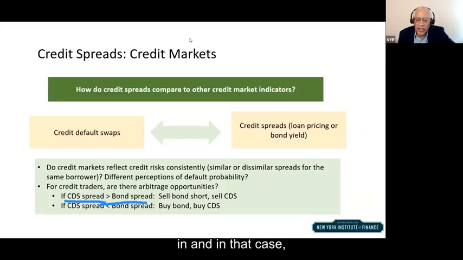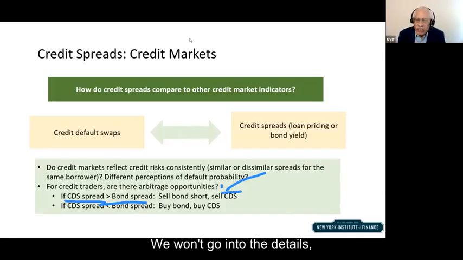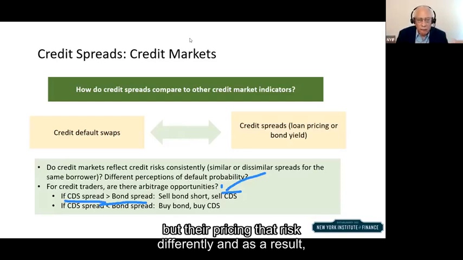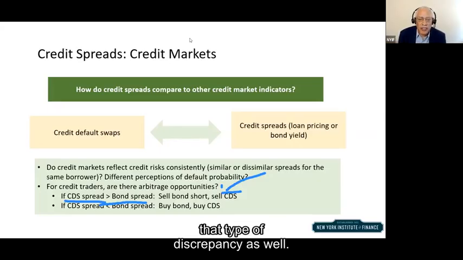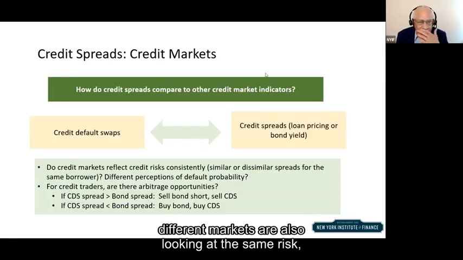This is where the hedge funds can step in, and in that case, to effect the arbitrage, they would sell a bond short, sell the CDS. We won't go into the details, but what they're doing is they're trying to take advantage of different markets. They're looking at the same company and the same risk, but they're pricing that risk differently. And as a result, let's, as a hedge fund, putting the hedge fund cap on for a second, say, how can I take advantage of that and introduce a profit opportunity as a result of that type of discrepancy as well.